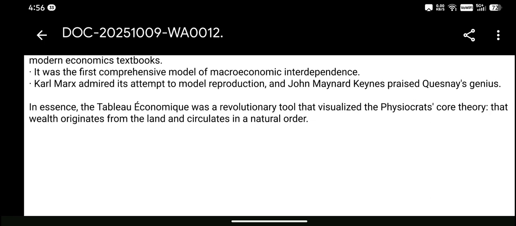In essence, the Tableau Économique was a revolutionary tool that visualized the physiocrats' core theory that wealth originates from the land and circulates in natural order.